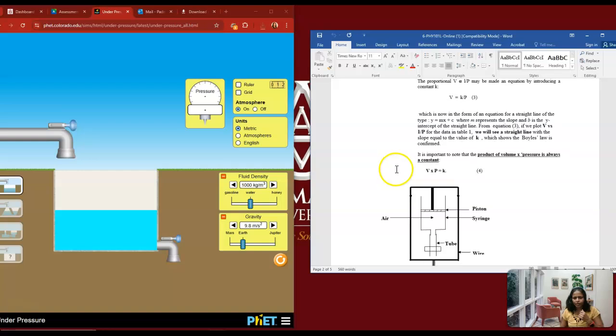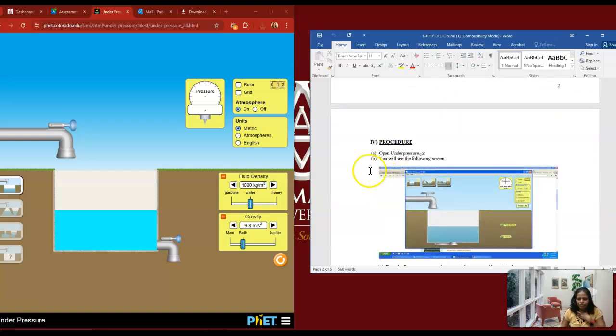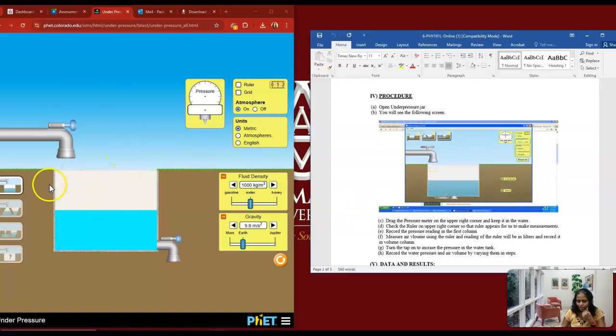All right, now I'm moving on to the procedure section. It says open that link, right? So you did, and you see the screen. It says you see the screen exactly the way it's shown on the handout. You see that screen right there.